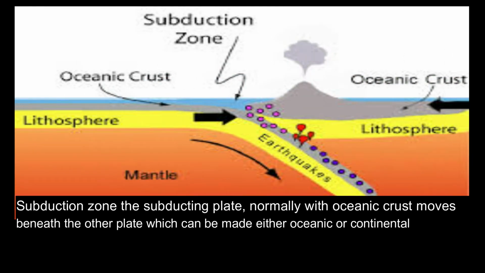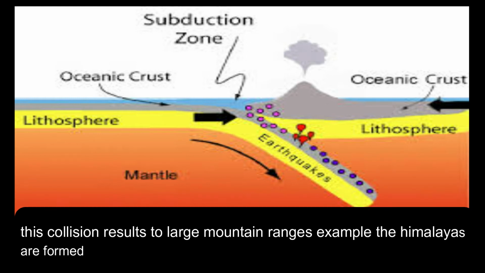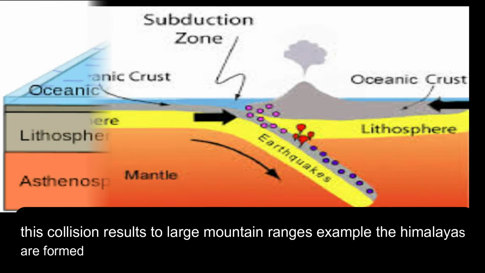This depends on the nature of the plates involved. In a subduction zone, the subducting plate, which is normally a plate with oceanic crust, moves beneath the other plate, which can be made of either oceanic or continental crust. During collisions between two continental plates, large mountain ranges, such as the Himalayas, are formed. The nature of a convergent boundary depends on the type of plates that are colliding.